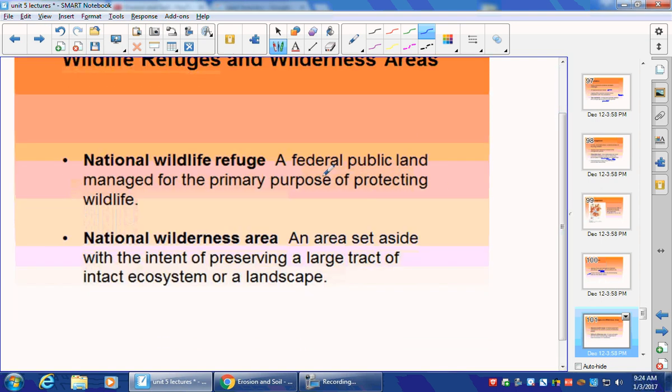National Wildlife Refuge: federal public land managed for the primary purpose of protecting wildlife. National Wilderness Area: an area set aside with the intent of preserving large tracts of intact ecosystem or landscape. So you can kind of get what these agencies do, just from what's in their name, right? What do they protect?